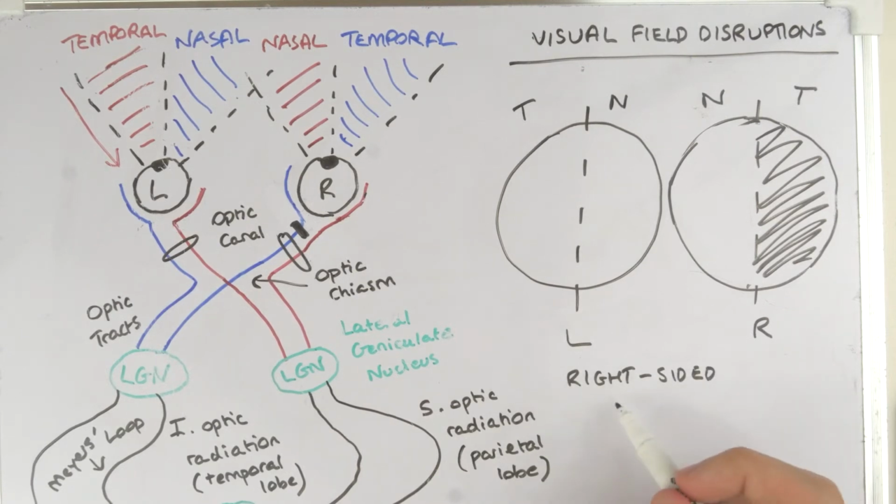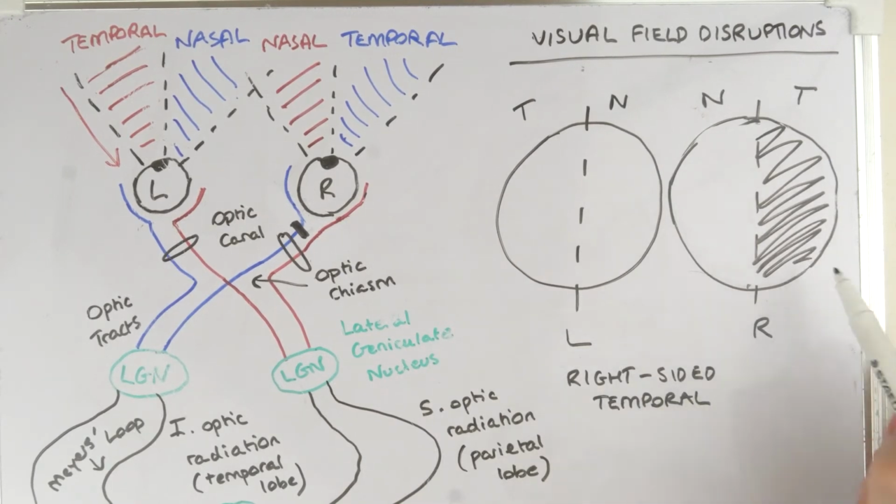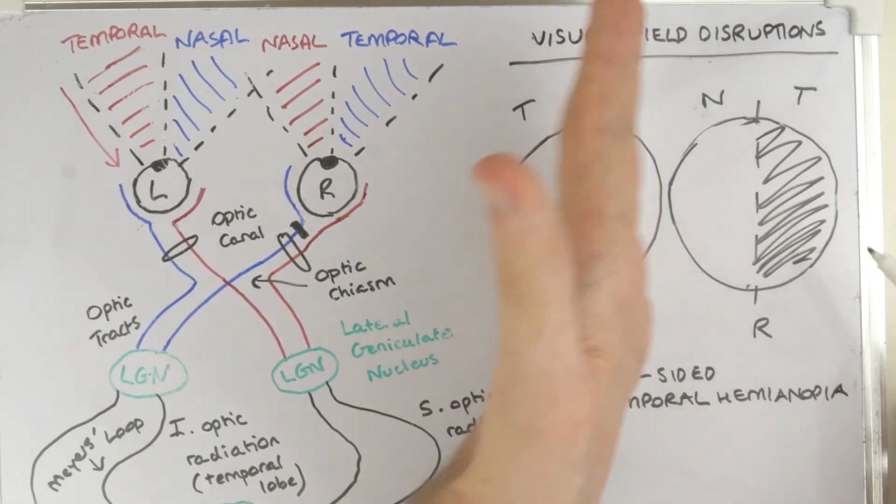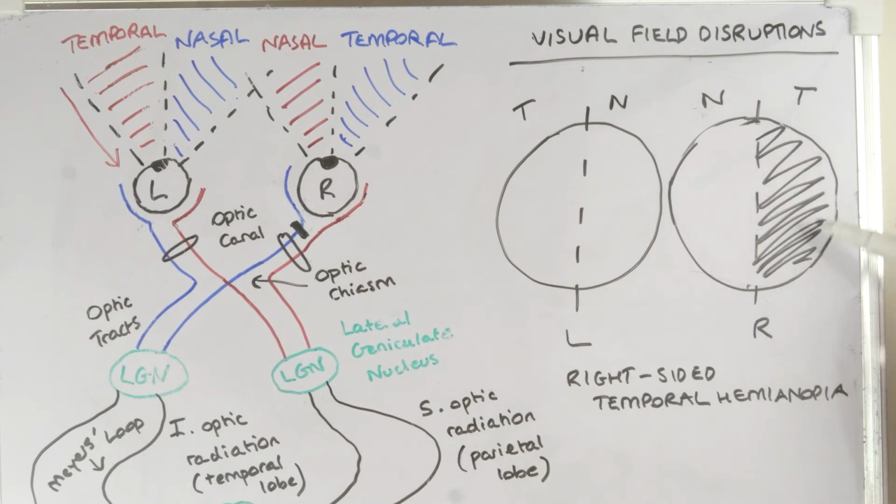And now we're going to get into some of the terminology because this is a right-sided, because it refers to the right eye, temporal, because our problem concerns the temporal field of vision, hemianopia. So anopia, not able to see, hemi, half. So we have a right-sided because it's to do with the right eye, temporal because we've lost the temporal field, hemianopia because we've lost a full half of our vision.